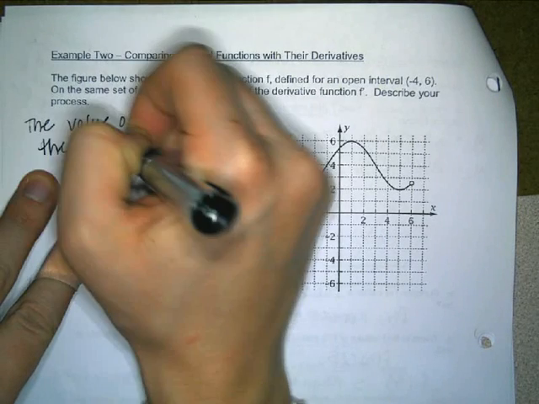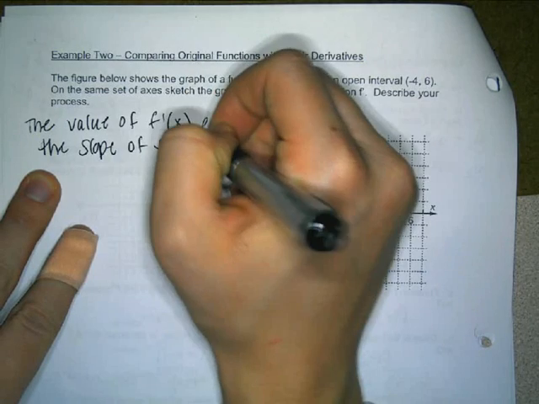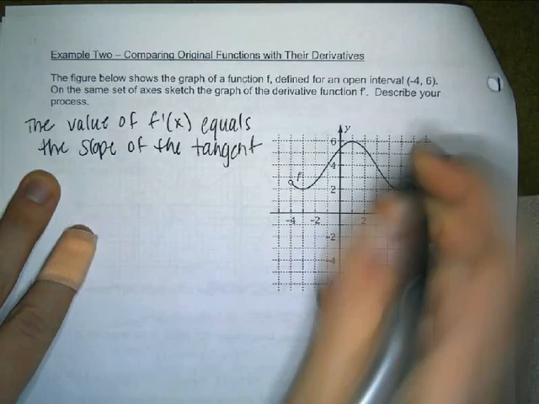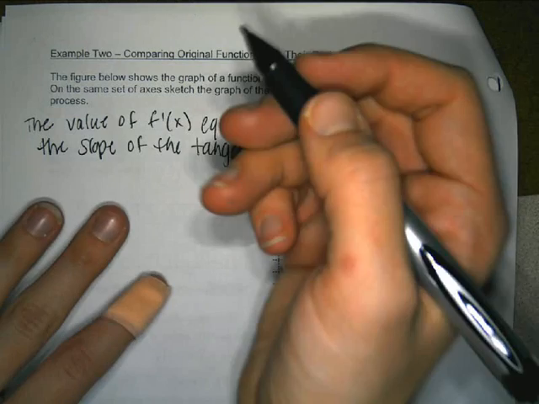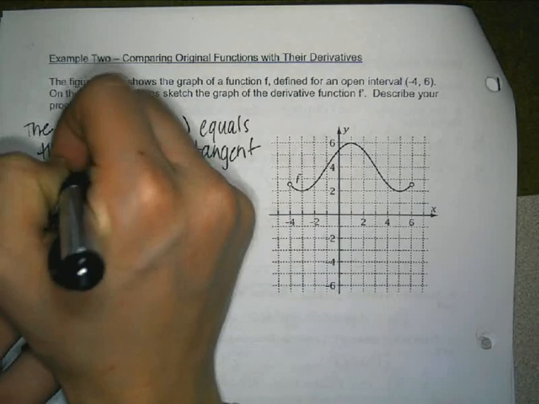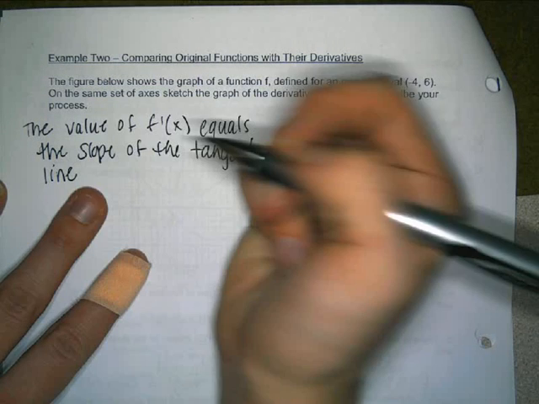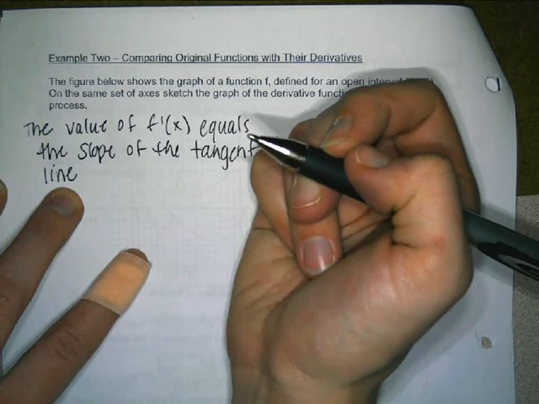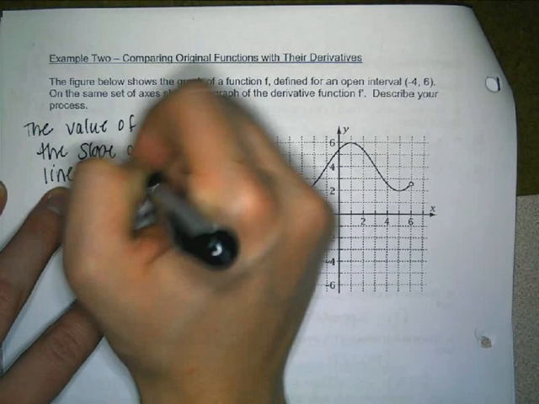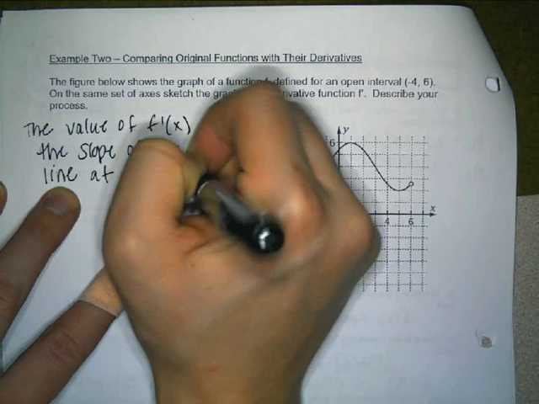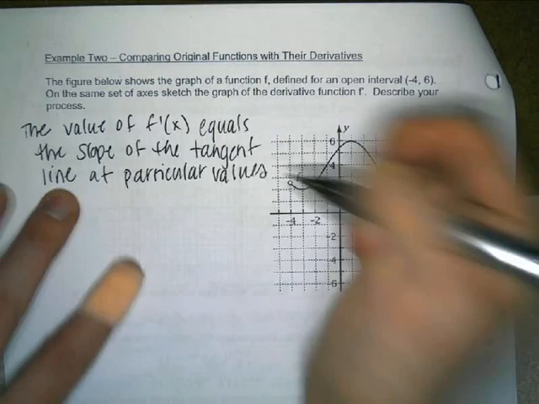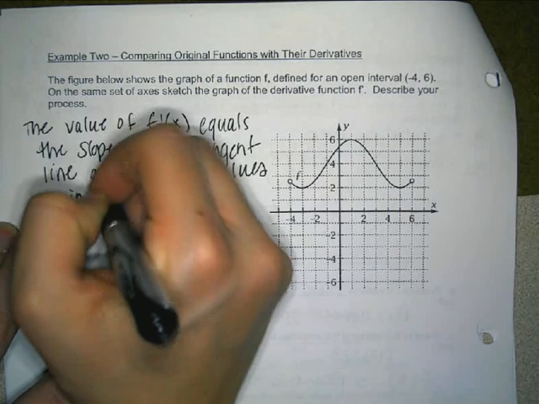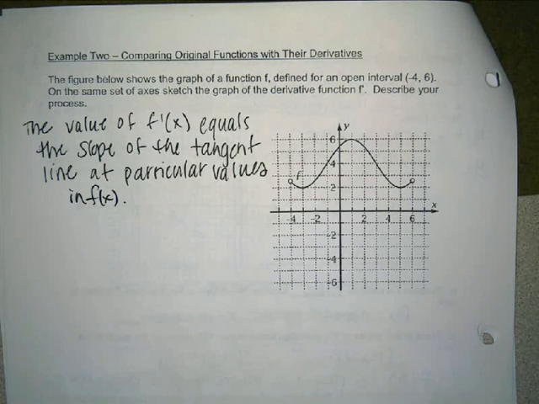the slope. TJ, put the pen down, please. Equals the slope of the tangent line. Feet down too, please. At particular values in f of x. So it's kind of wordy, but we're basically saying the derivative is the slope of the tangent line at specific points.